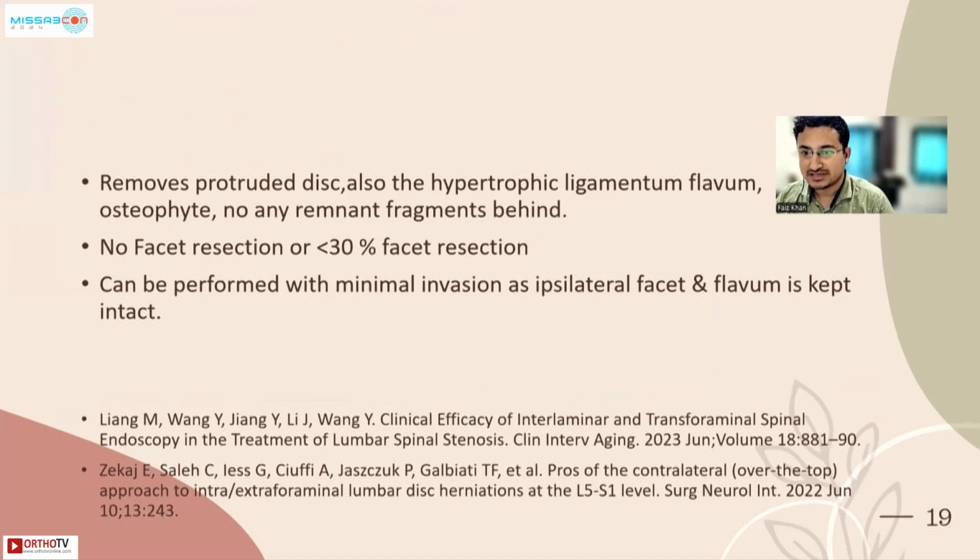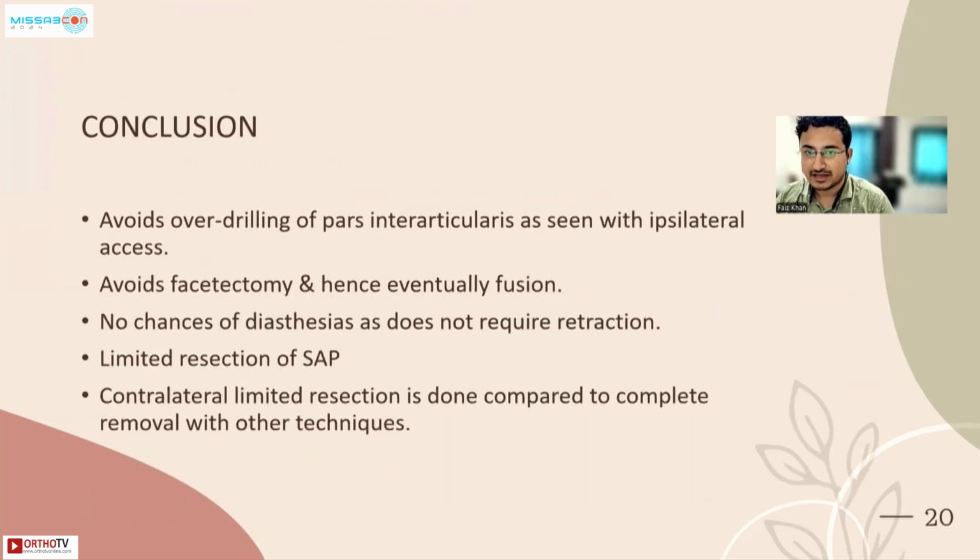No facet resection or less than 30% of the facet resection. Can be performed with minimal invasion as the ipsilateral facet and the flavum are kept intact. Avoids overdrilling of the pars interarticularis as seen with the ipsilateral axis. Avoids facetectomy and hence eventually fusion. No chances of dysesthesia as it does not require any retraction. Limited resection of the SAP; contralateral limited resection is done compared to complete removal with other techniques.